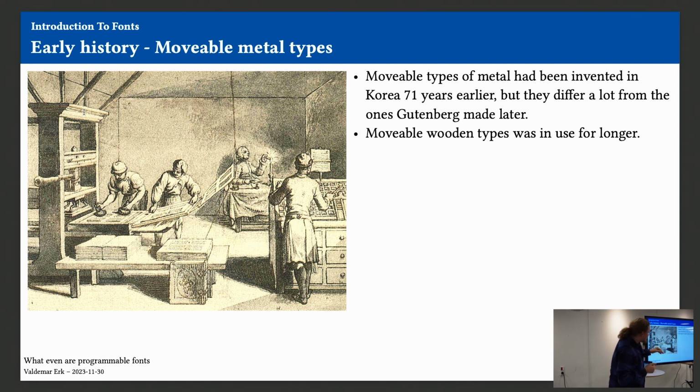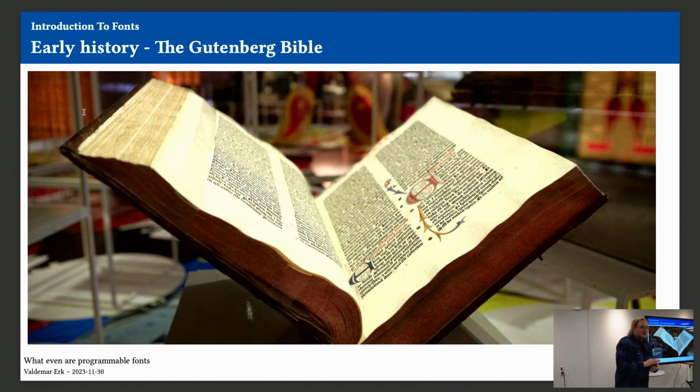Sometime later, some guy from Germany comes around and figures out, why don't we take these letters and make them out of lead and print some books from it. And that turned out to go really well, and it revolutionized the industry. There had been some movable types before, in Korea and in China, but they didn't gain as much traction as when Gutenberg came around. His big work was a Bible.